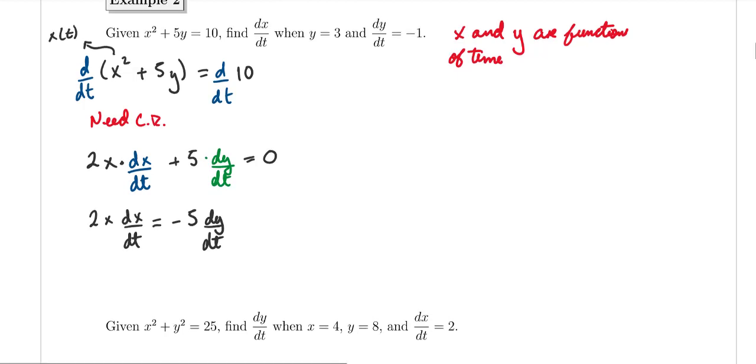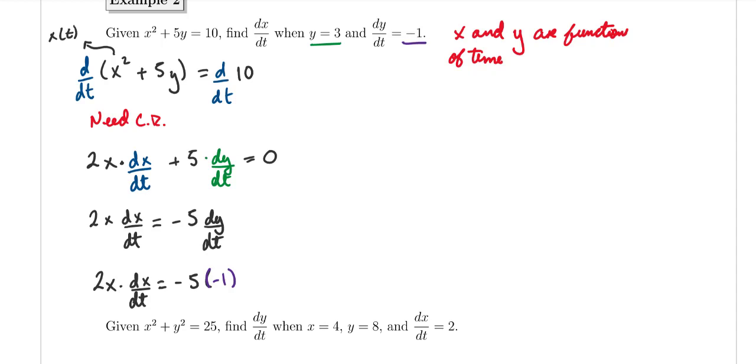Now at this point, if you guys want to plug in whatever values we have here, we don't know what x is, but we have here that y is 3 and dy dt is negative 1. So I'm just going to plug them in here. So we have 2x times dx dt is equal to negative 5 times a negative 1.